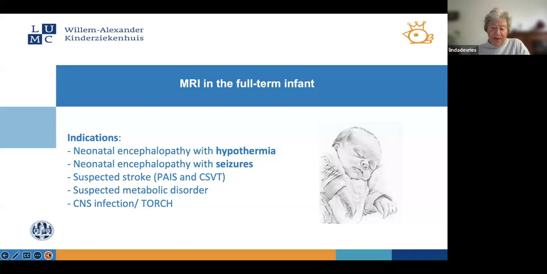And then if we suspect a stroke, either an arterial ischemic stroke or a sinovenous thrombosis, it's very important to do an MRI as well. And for a suspected metabolic disorder or a CNS infection or a congenital infection, it's also important to consider doing an MRI.